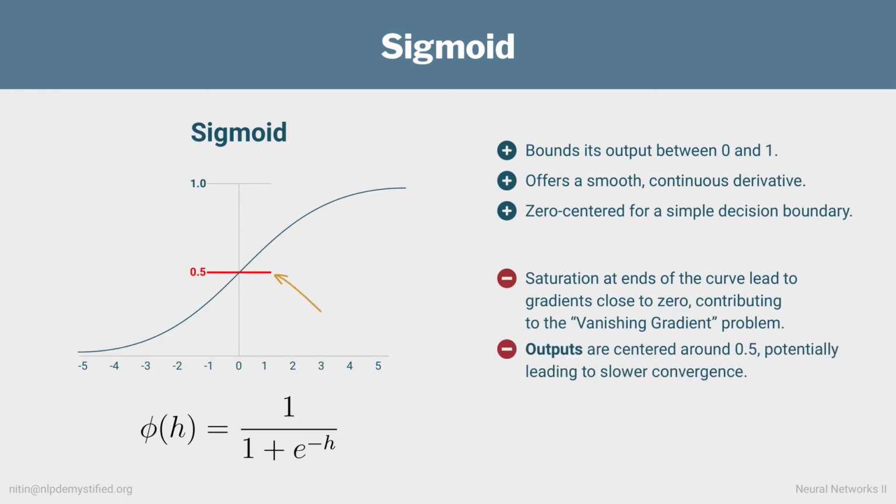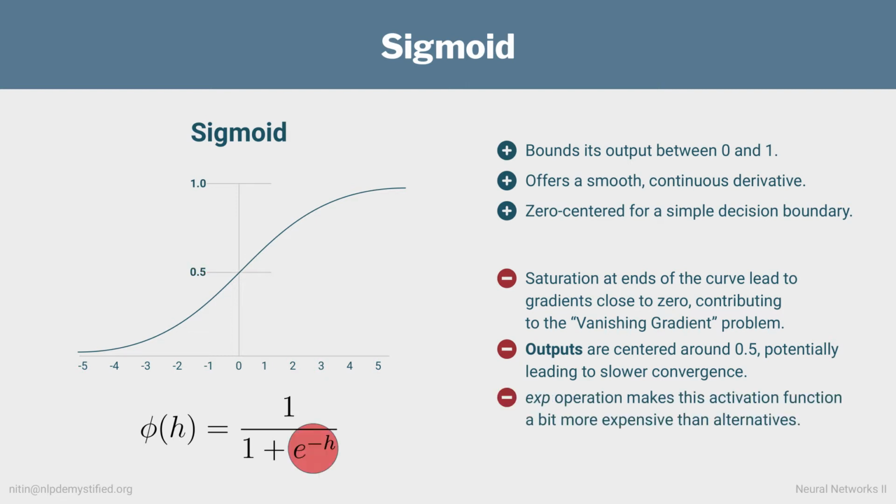The other issue is that outputs are centered around 0.5. Convergence is often faster if the average of input variables from one layer to the next is close to 0. That's not the case here. Sigmoid activation functions can potentially lead to slower convergence because there's a positive bias. Lastly, exponentiation makes the sigmoid a bit more expensive than the other activation functions, which don't use it.